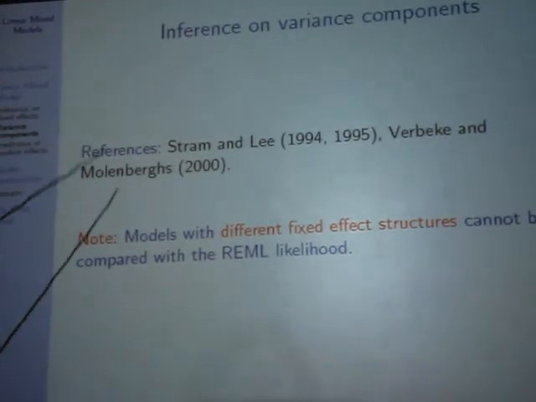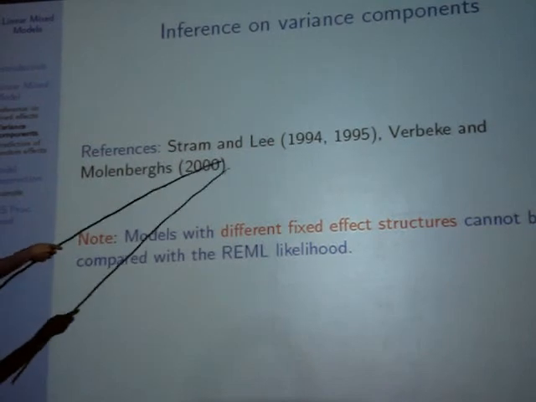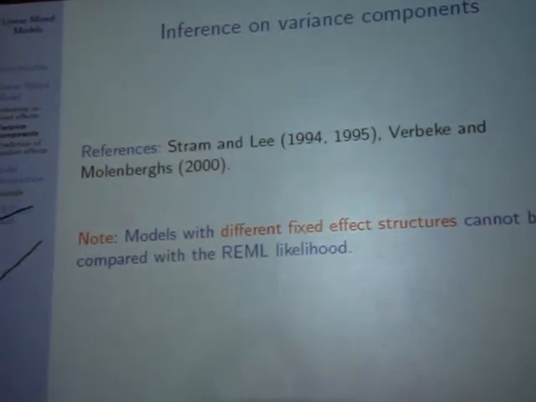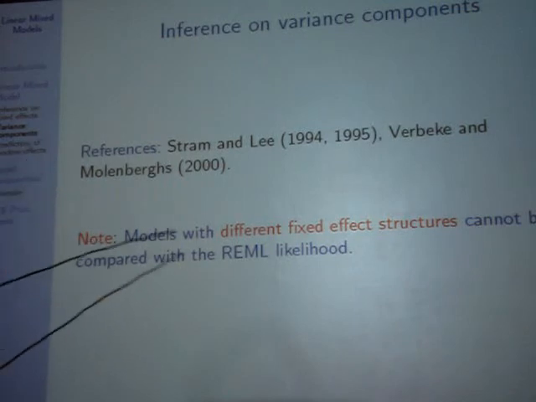So good references for this problem of testing on variance components parameters are Stram and Lee, so the papers from 1994 and 1995, and the book by Verbeke and Molenberghs in 2000. And you have to be careful that you cannot compare models with different fixed effect structure using the restricted likelihood. You can only compare models with different covariance structure with the restricted likelihood. Otherwise, you have to use the ML likelihood if you want to compare models with different fixed effect structure.